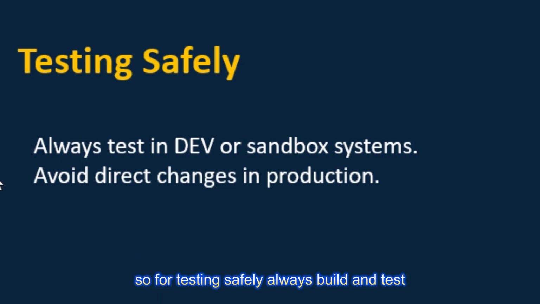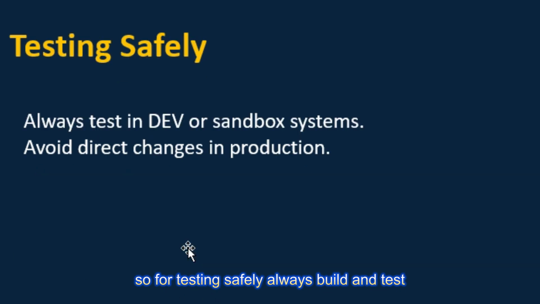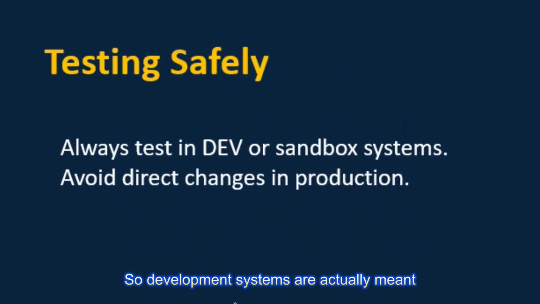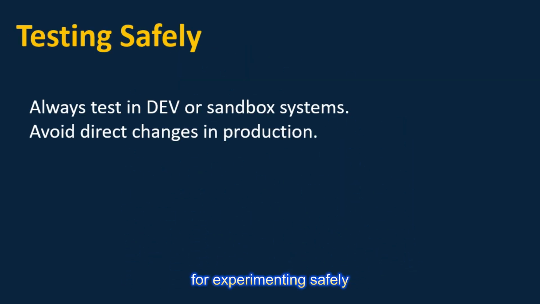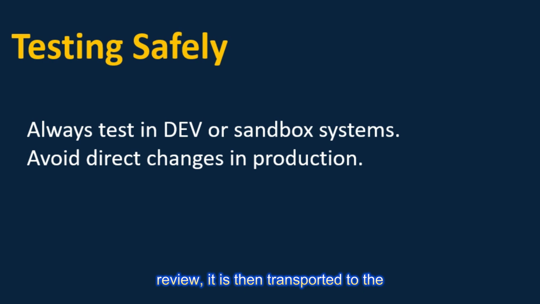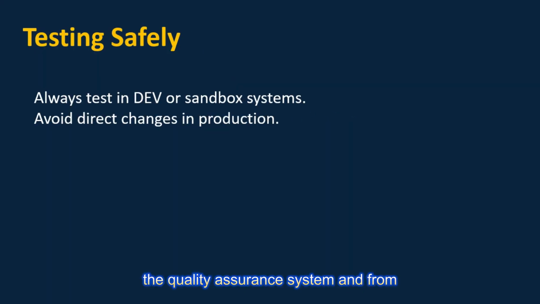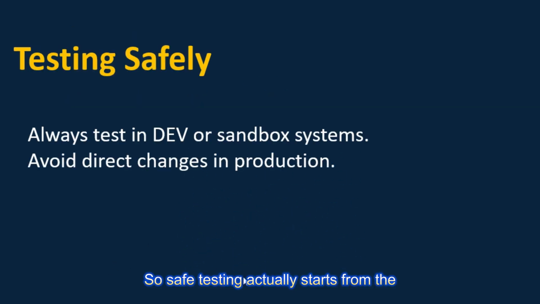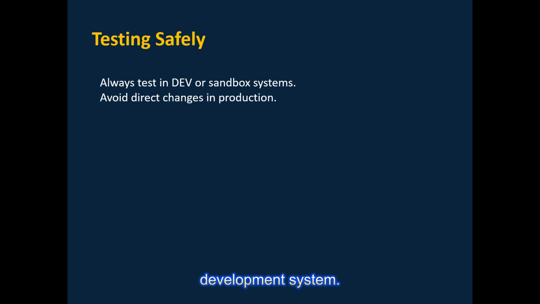For testing safely, always build and test in a development or sandbox system, never in the production system. Development systems are meant for experimenting safely without affecting live data. Once everything works and passes the review, it is transported to the quality assurance system, and from the quality assurance system to the production system. So safe testing starts from the development system.